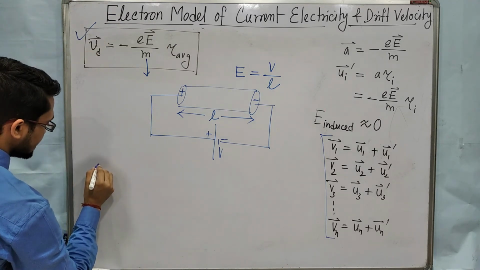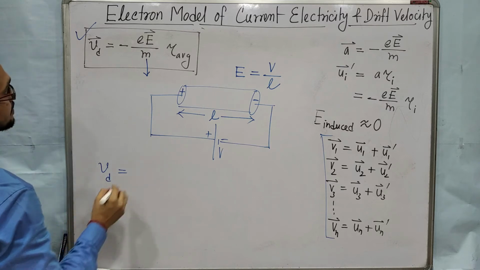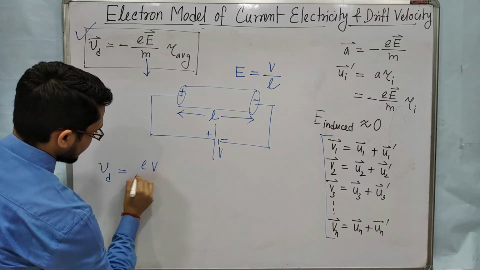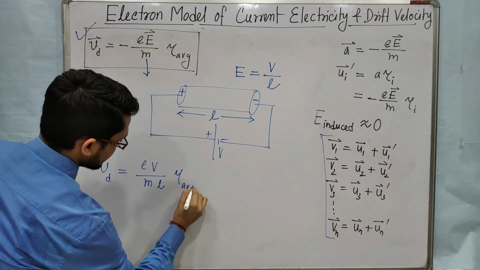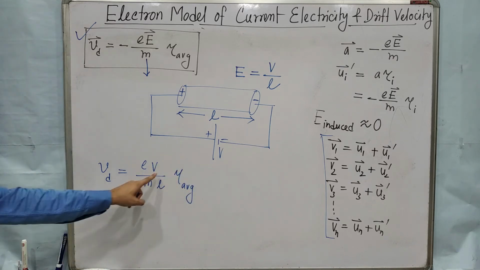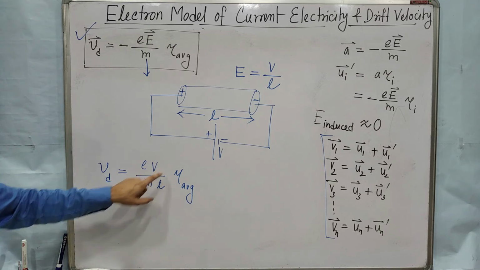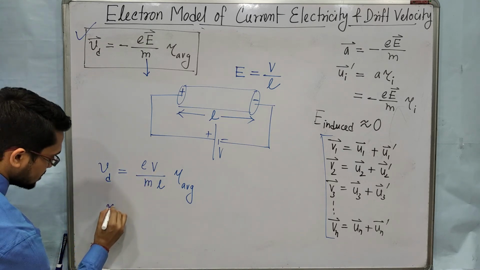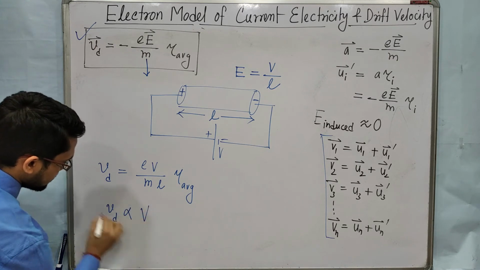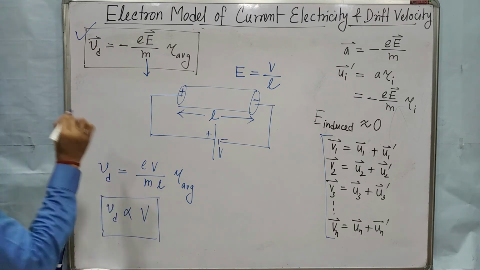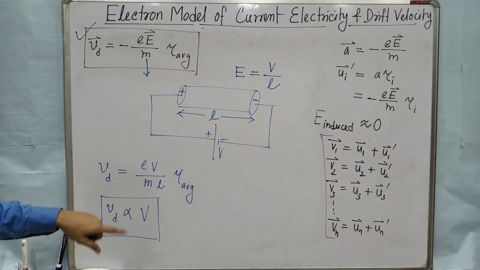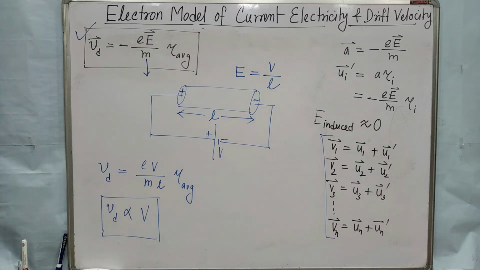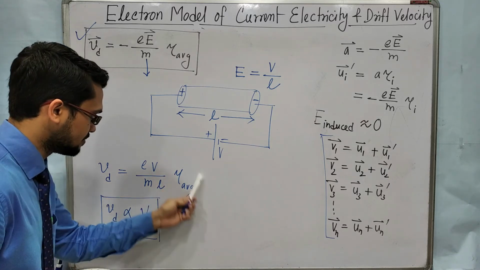So if we put it there, Vd will be eV by ml into tau average. This V is the potential difference. So Vd is also directly proportional to the potential difference. If we use a different battery of higher potential, then the drift velocity of the electrons will also become higher.